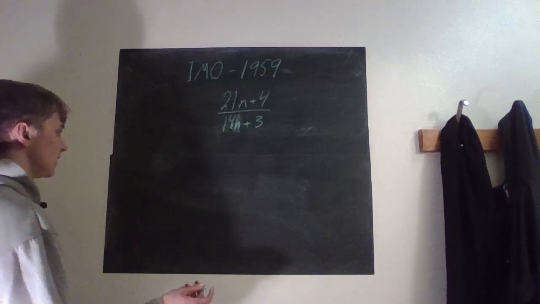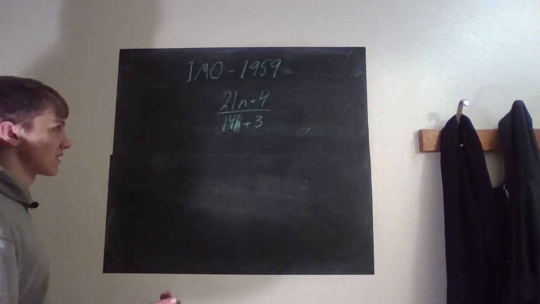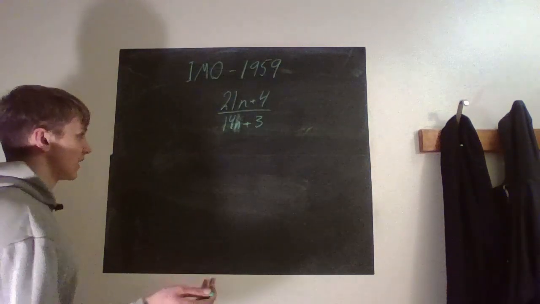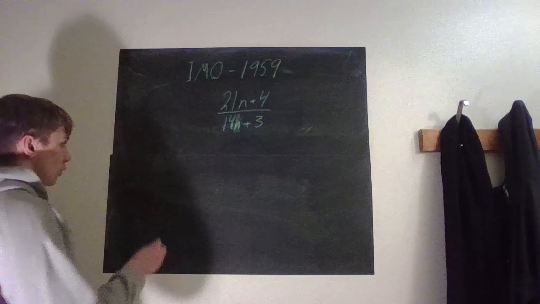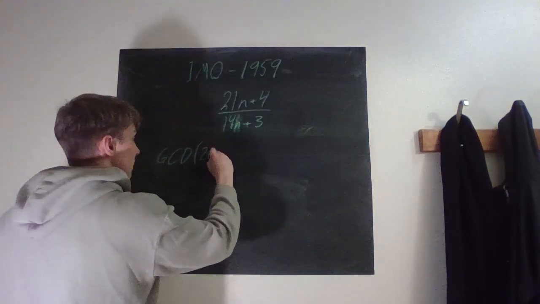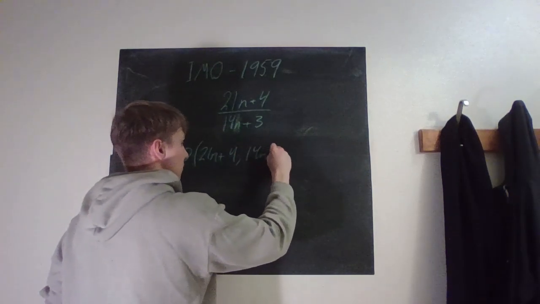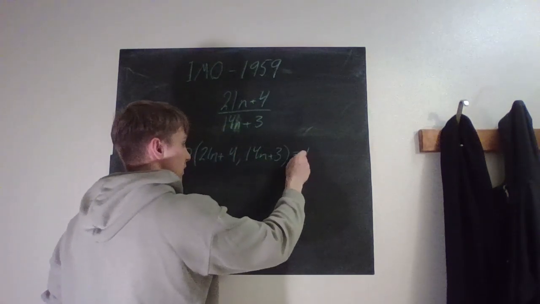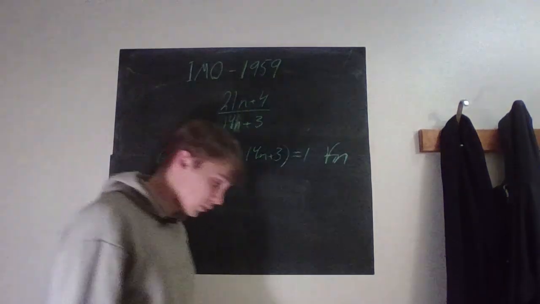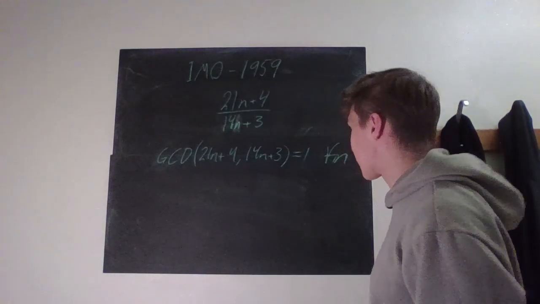So what does it mean for you not to be able to factorize a fraction? Well, the greatest common divisor must be one. So the greatest common divisor of 21n plus 4 and 14n plus 3 is supposed to be equal to 1 for all n. And how do we prove this? Well, apparently there's a really neat trick to show this.